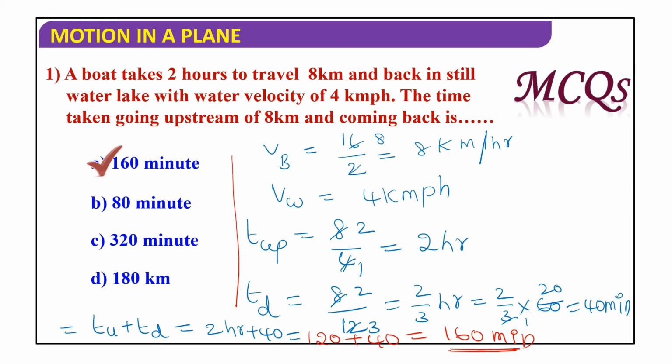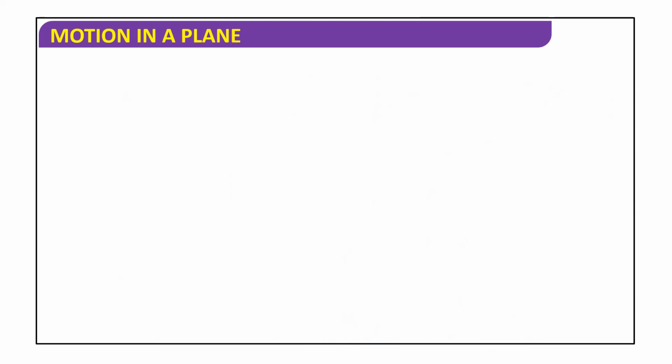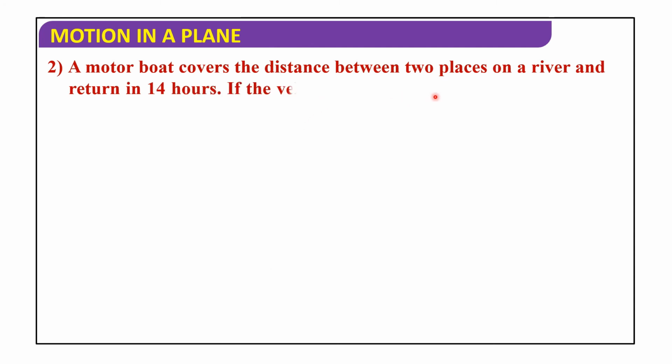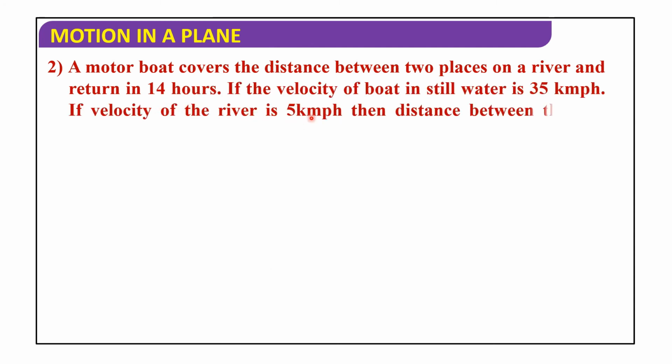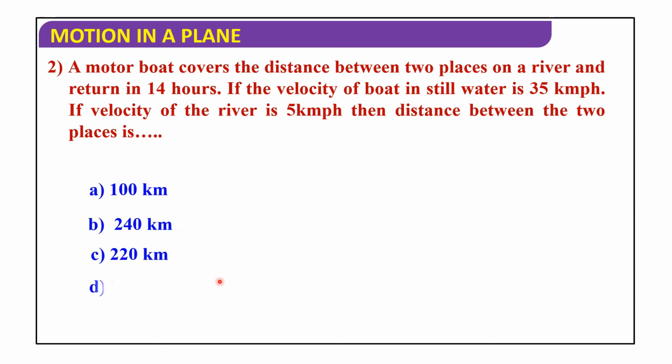Okay, next, come to the second question. A motor boat covers the distance between two places on a river and returns in 14 hours. If the velocity of boat in still water is 35 km per hour and the velocity of the river is 5 km per hour, then the distance between the two places is 100 kilometers, 240 kilometers, 220 kilometers or 180 kilometers.